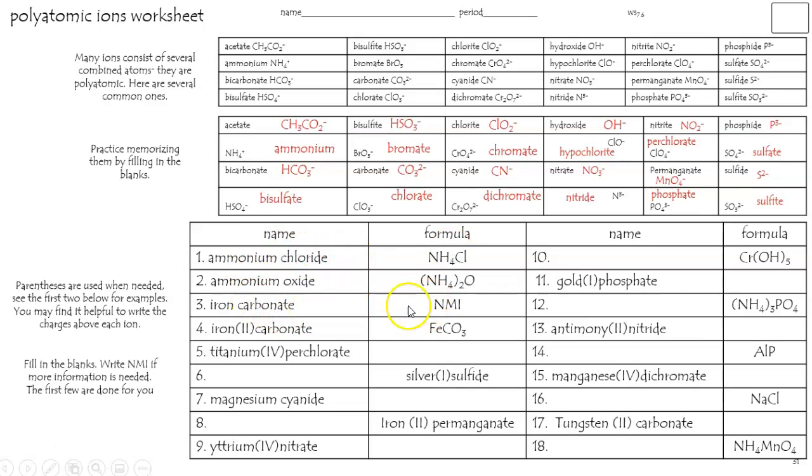You need more information. You can't say what iron carbonate is unless you know the charge on the iron. That's true for that polyvalent region. There it is with the charge given. Titanium 4 perchlorate, I guess that would be Ti with 4 of the ClO4s. Silver 1 sulfide, well, silver's always +1, but that's okay.